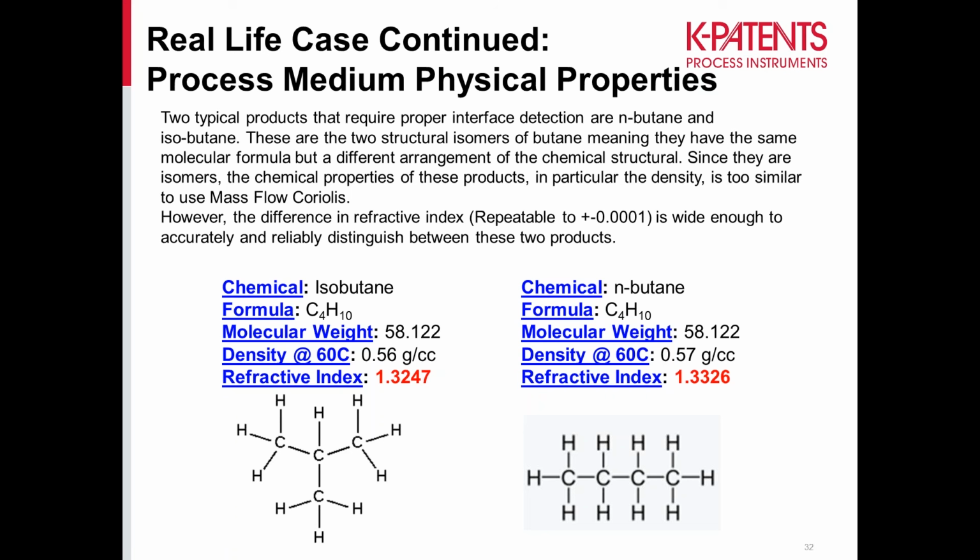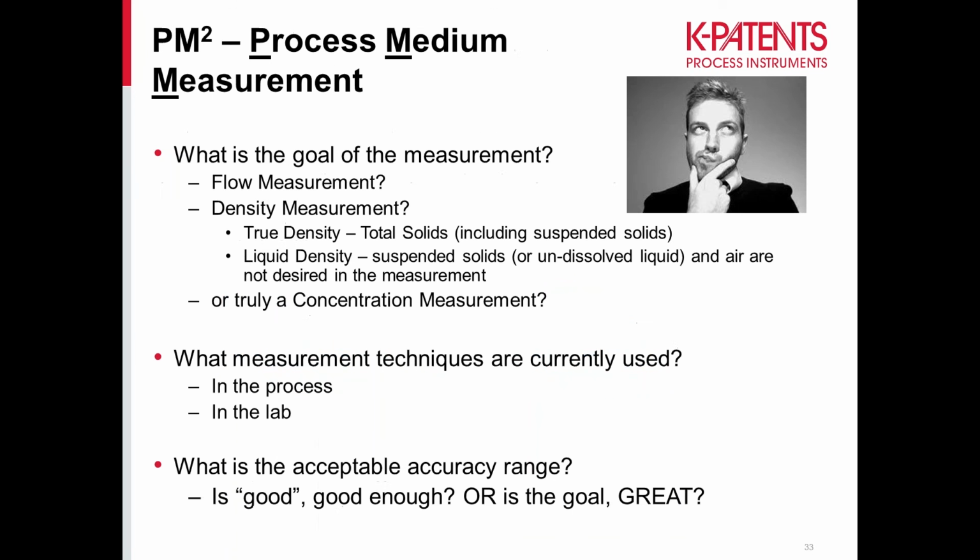We also have PM squared, the process medium measurement. What's the goal of that measurement? Are you looking for flow only? Perhaps you're looking for a density measurement, but are we looking for a true density measurement or total solids, including the suspended solids, or only a liquid density, where the suspended solids or air are not desired in that particular measurement? That would be a true concentration measurement. Another question is how these measurement techniques are being used not only in the process currently, but also in the laboratory. And what is the acceptable accuracy range? Is good enough, or is the goal in your particular case for concentration measurements great?